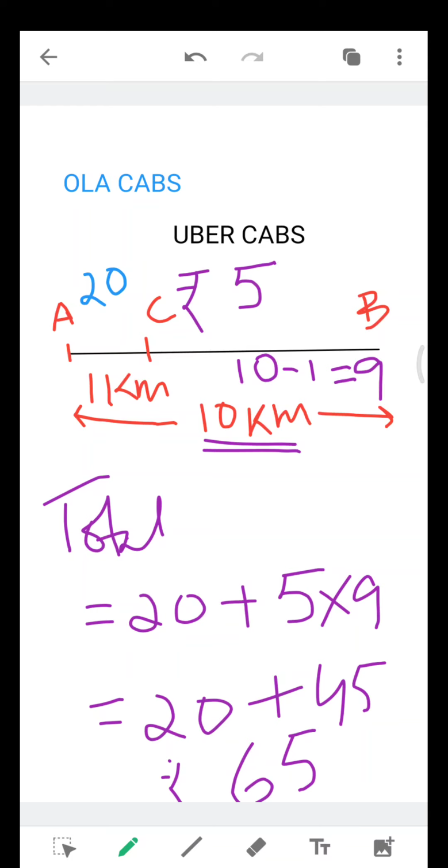This can be used for parking charges, or for hostel charges, or for library charges. Don't think it's only for cabs. This concept can be used for anything.